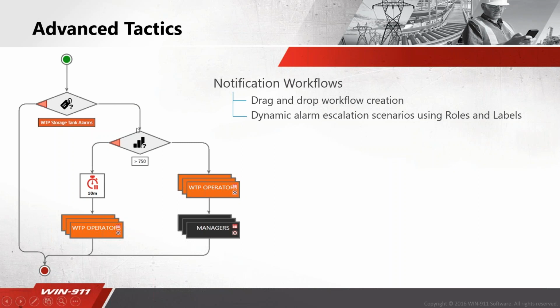But if it does go to the right, then we're going to check the severity of the alarm. The severity scale within WIN-911 is 0 to 1,000. So if it's above 750, that would be high severity. If it's below that, it would be lower severity. So if it is high severity, we'll go to the right and immediately notify any contacts labeled or tagged with the water treatment plant operator role and the managers.